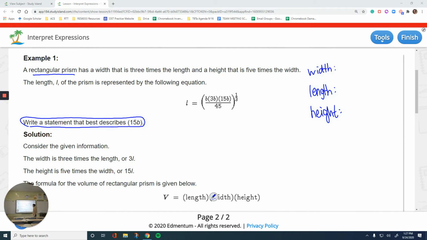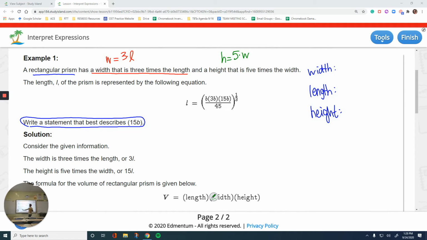So let's see what it says. It's a width that is 3 times the length. What does that mean? The width is 3 times the length. That's what it tells me. W equals 3L because it says 3 times the length. And let's talk about the height. The height is 5 times the width. Now, which one would be the smallest then? So that's something that you need to figure out.